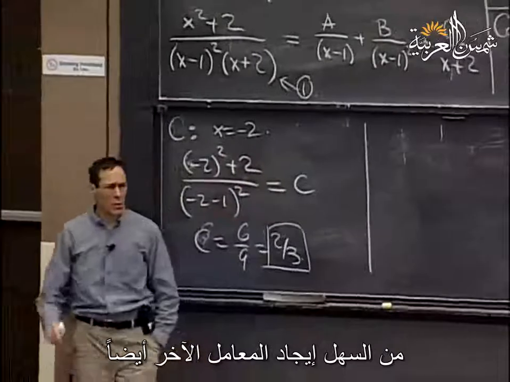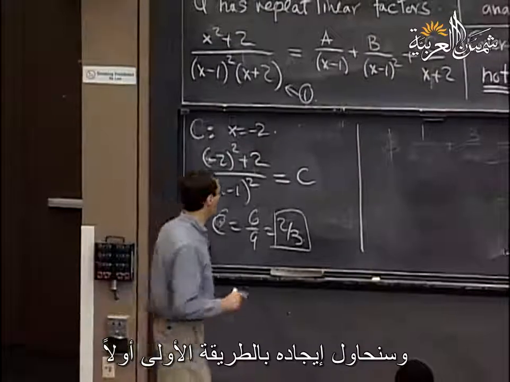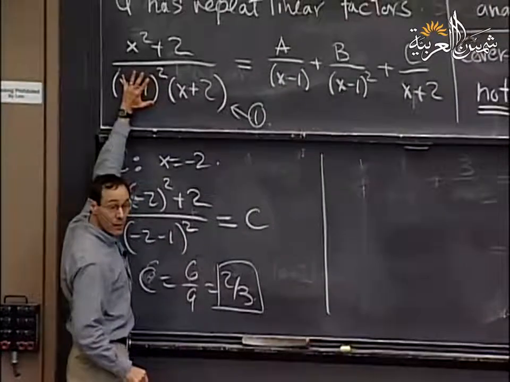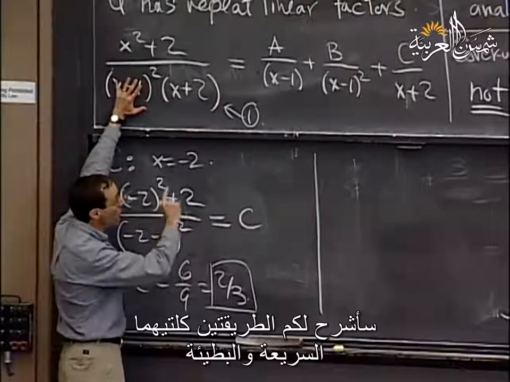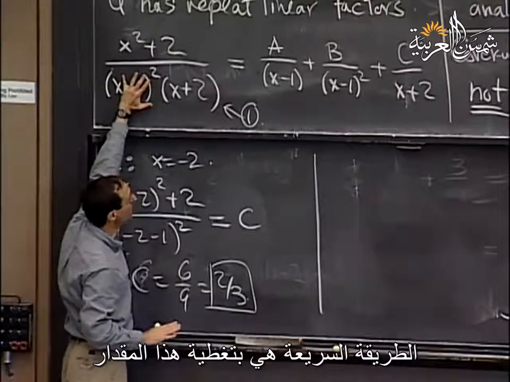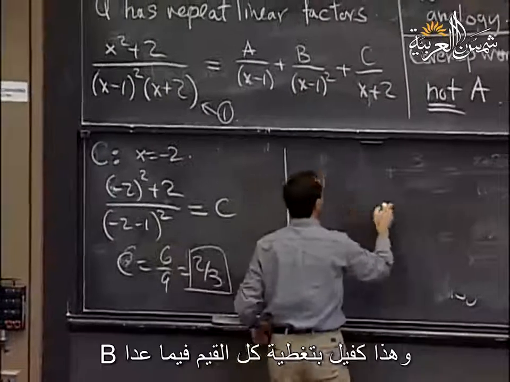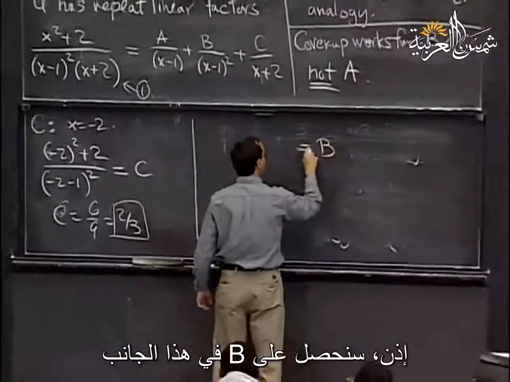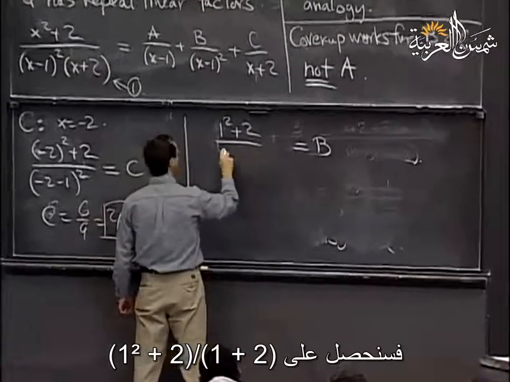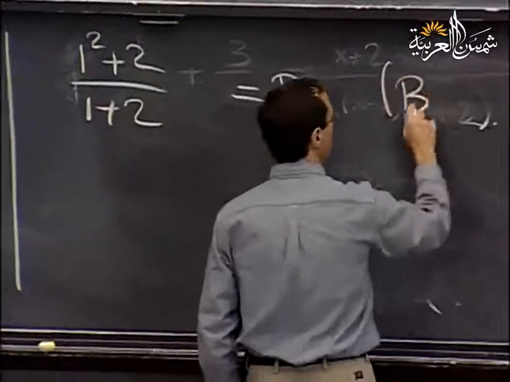Now, the other one, which is easy to do, I'm going to do by the slow method first, but you can omit a term. The idea is to cover up the other bad factor. Cover-ups, I'll do it both the fast way and the slow way. But I'll do it the fast way first, and then I'll show you the slow way. The fast way is to cover this up, and then I have to cover up everything else that gets eliminated, and that includes everything but b. So I get b on this side, and I get 1 on that side, so that's 1 squared plus 2 divided by 1 plus 2. So in other words, b is equal to 1.